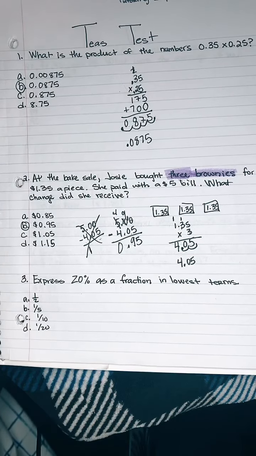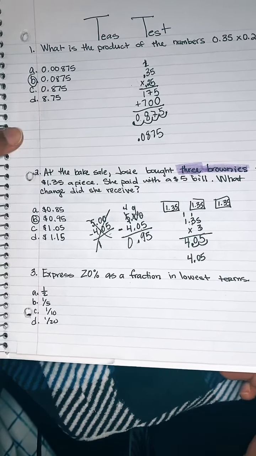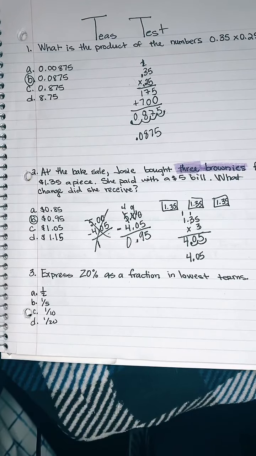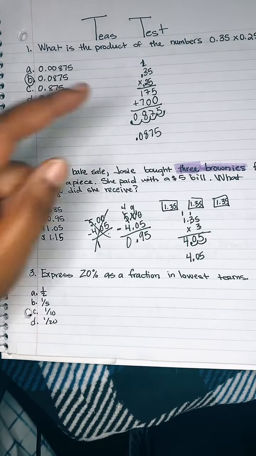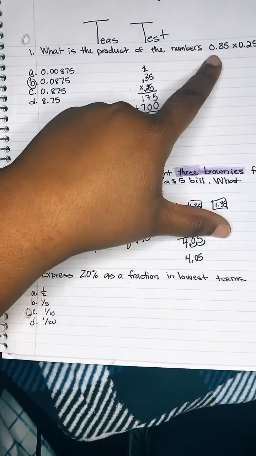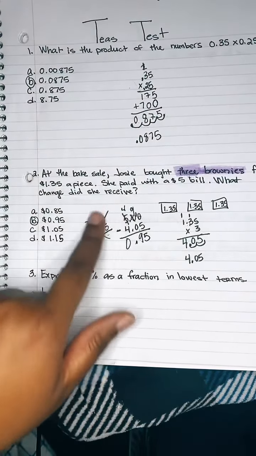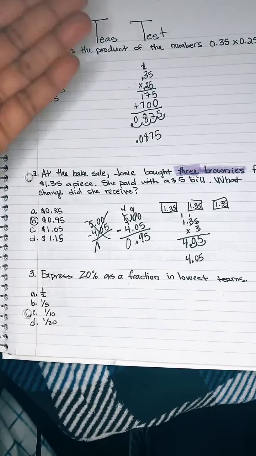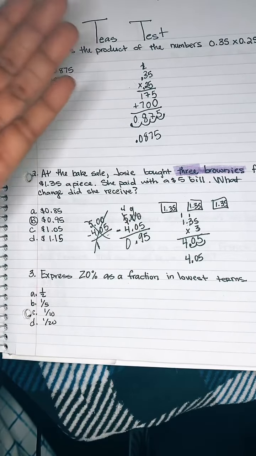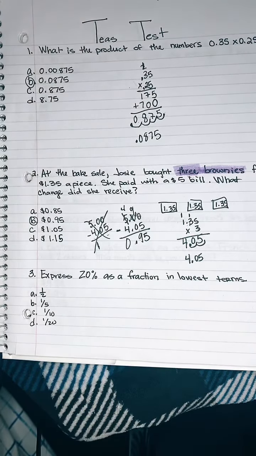Okay, so let's look at number 3. Somebody said, what grade is this? It's pretty crazy because this is 6th grade, I want to say, or 7th grade. And then this is 5th grade, 4th grade. But the TEAS test is a test that nurses take to get into the nursing program. So wow, they really go all the way back.